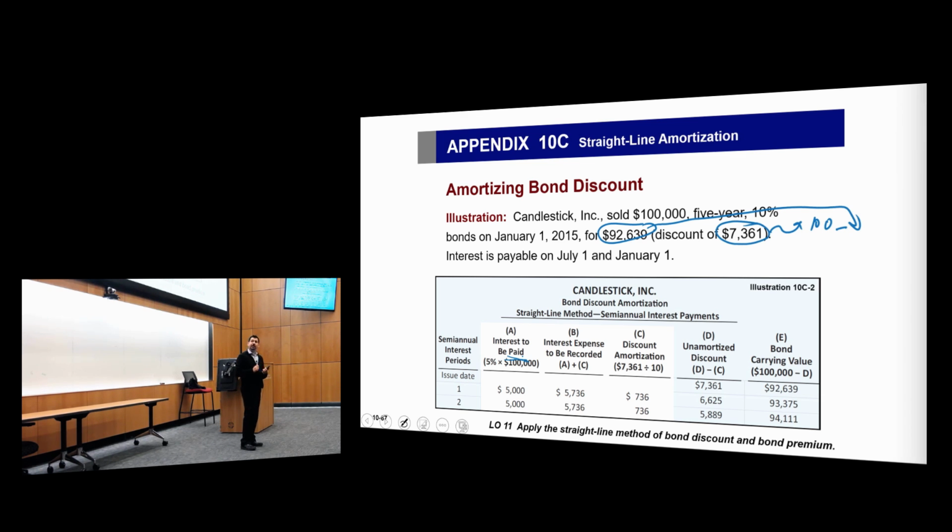As you can see, the carrying value of the bond will start increasing. It will keep increasing until at maturity, the carrying value of the bond will be equal to the face value of the bond. So this is why when the company retires bonds at maturity, the face value will be equal to the carrying value.